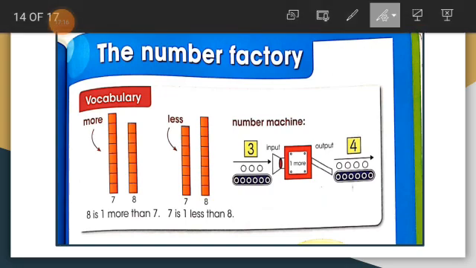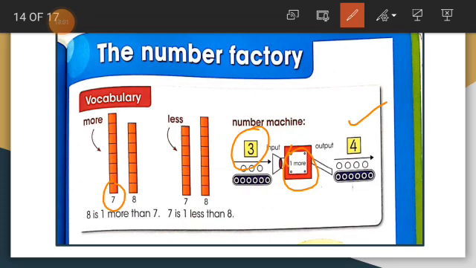Okay, look here. There is the main number 7. When we add 1 to 7, what answer will come? 8. 8 is 1 more than 7, and 7 is 1 less than 8. When we put 3 in the number machine and add 1 more, what answer will come? 3 plus 1 makes 4. The answer will come 4.